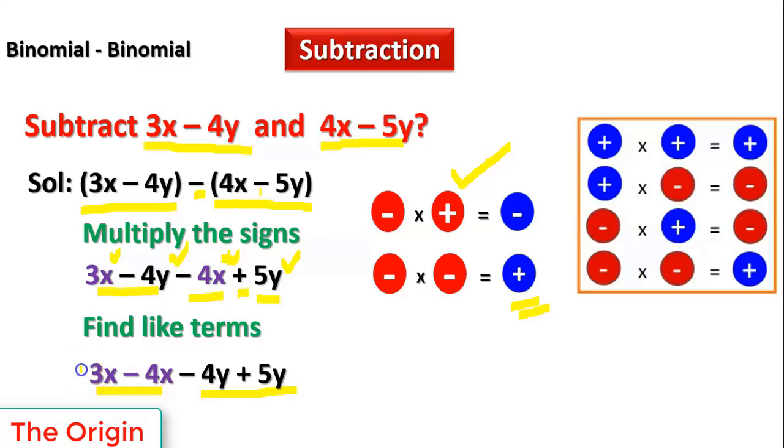Resultant. Here, for x, two opposite signs are there, so you should subtract: 3 minus 4. The bigger number has the minus sign, so that is why minus x. Here minus and plus, two opposite signs, so 5 minus 4 is 1. The bigger number has the plus sign, so the resultant is plus y. So minus x plus y is the answer. This is about the subtraction of binomial by binomial.